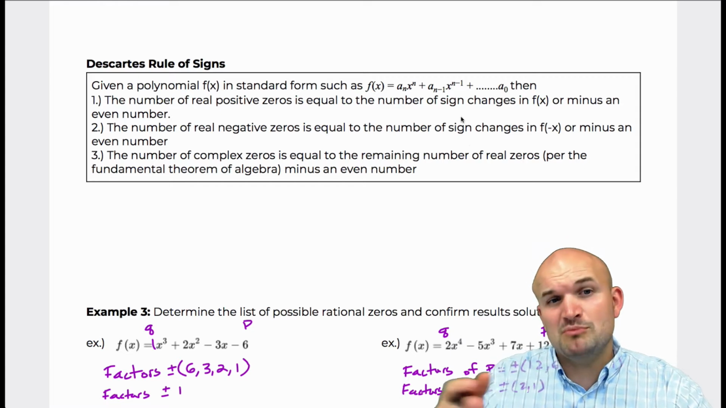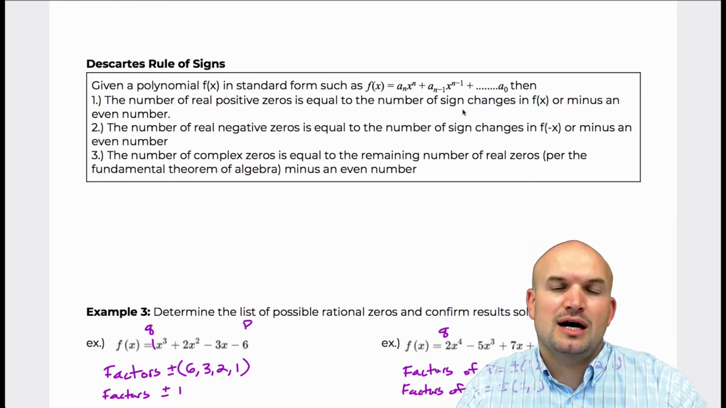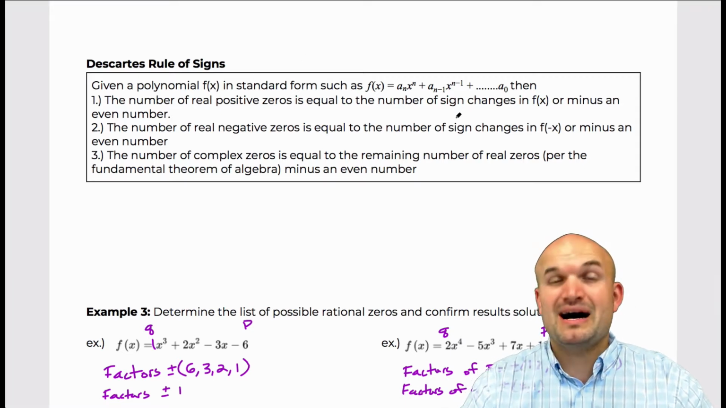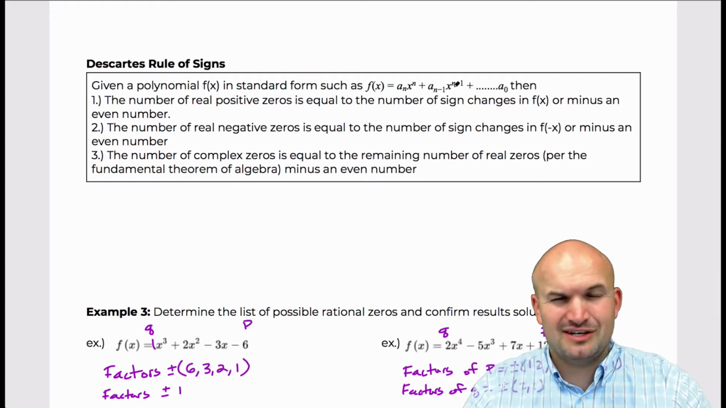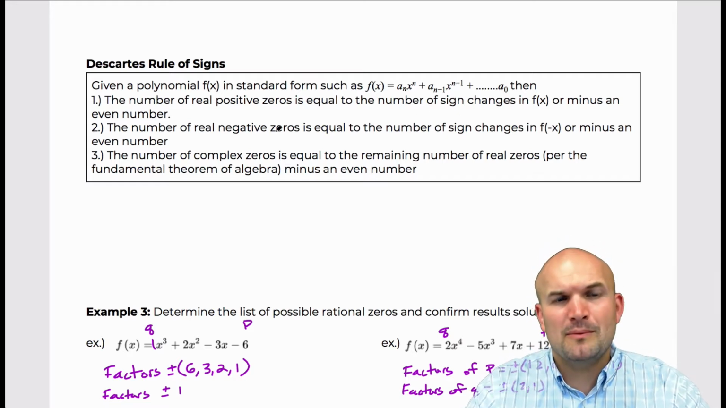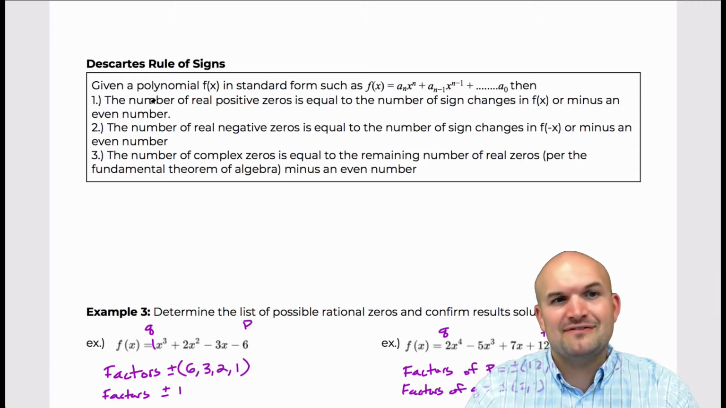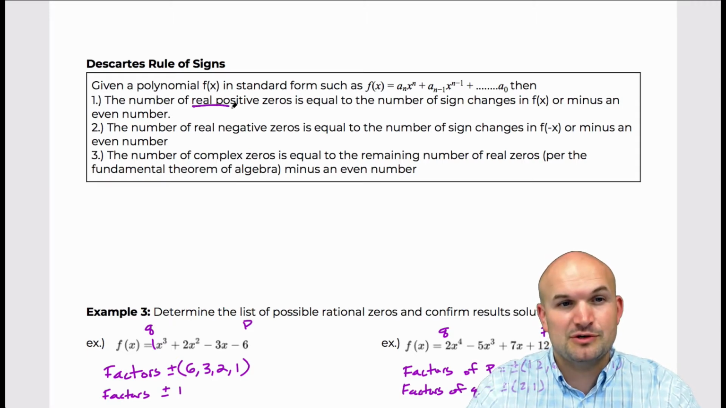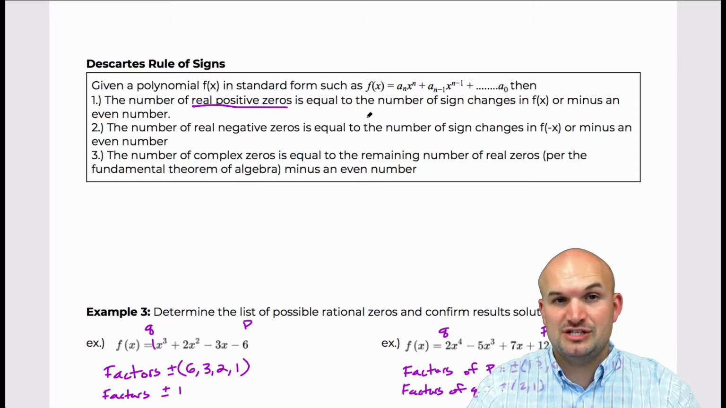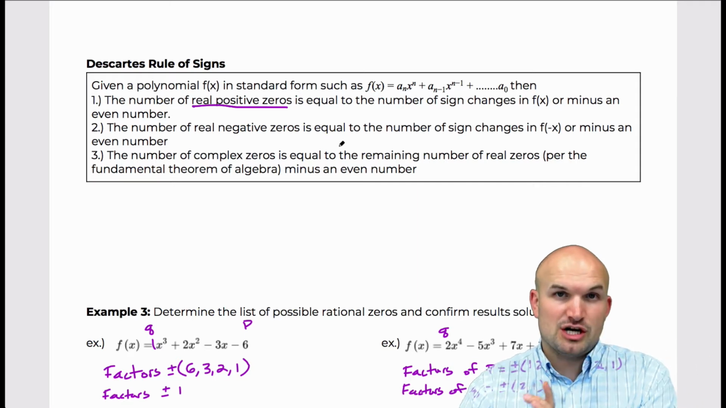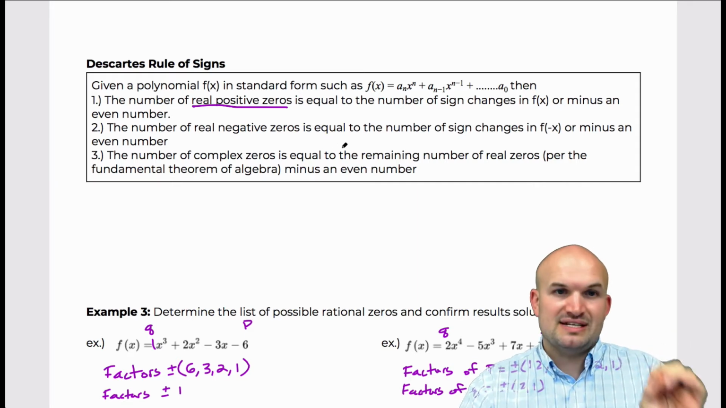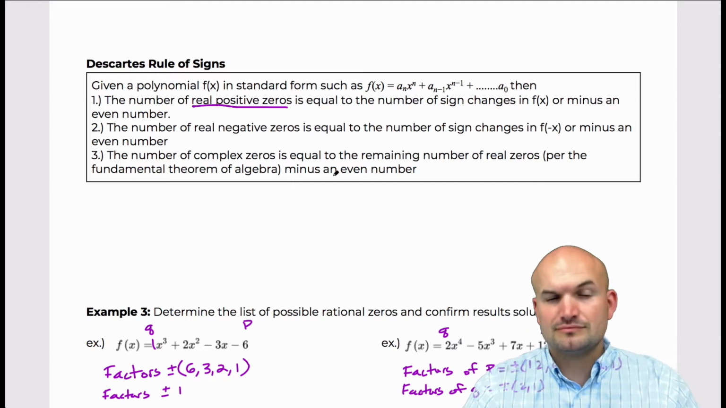But it's usually giving you multiple numbers for the possible number of zeros. I know that sounds confusing. So what we're looking at to identify the number of real positive zeros is the number of sign changes. Between each term, how many times does it go from positive to negative or negative to positive?